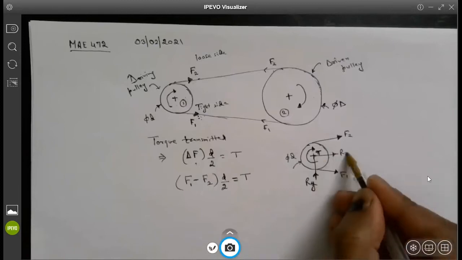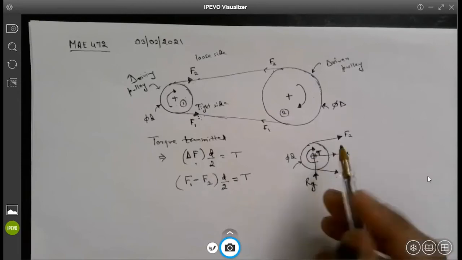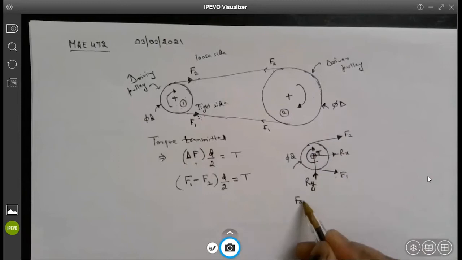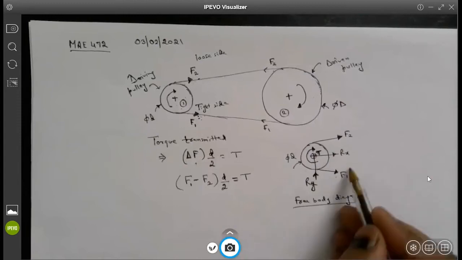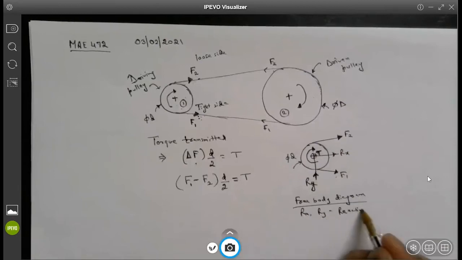So these are the reaction forces from the hinge, from where the pulley is mounted. I'm just isolating this pulley and drawing a free body diagram of the pulley. If you draw the free body diagram, the Rx and Ry are the reaction forces of the hinge or the pin from where the pulley is mounted.